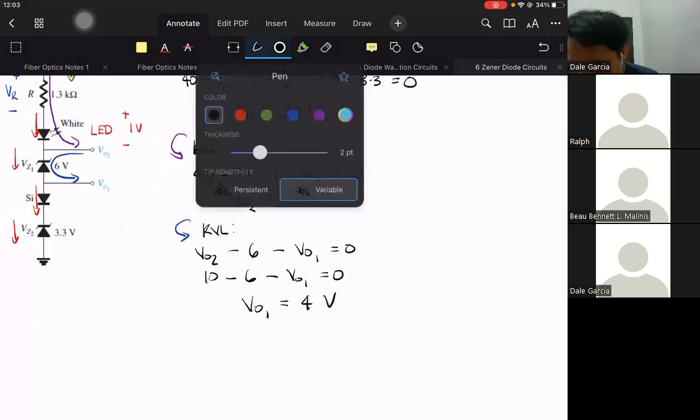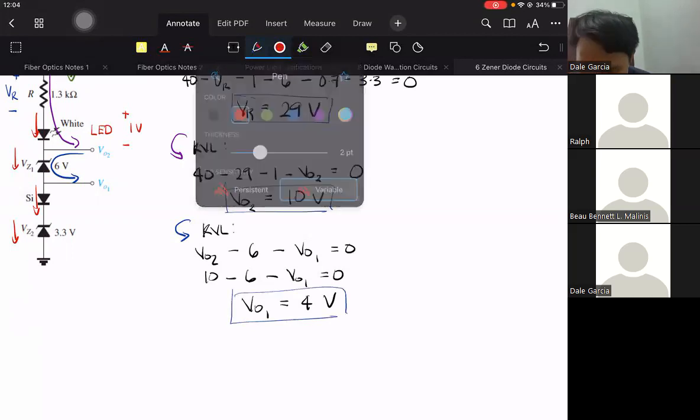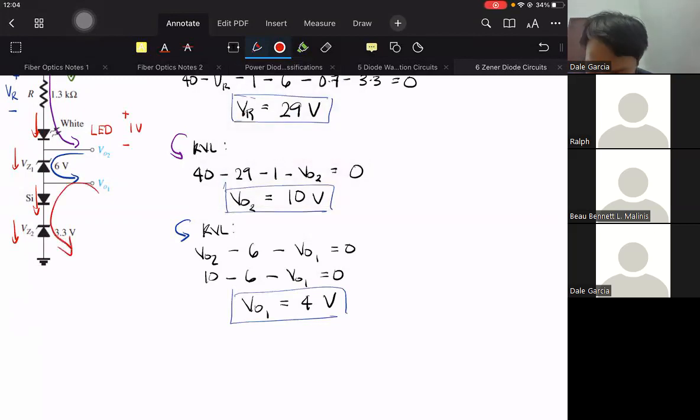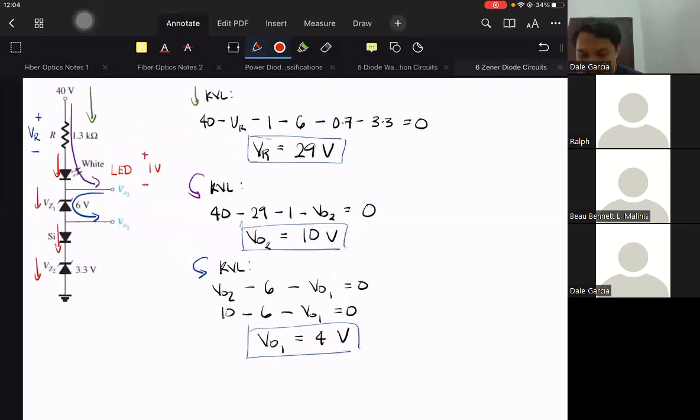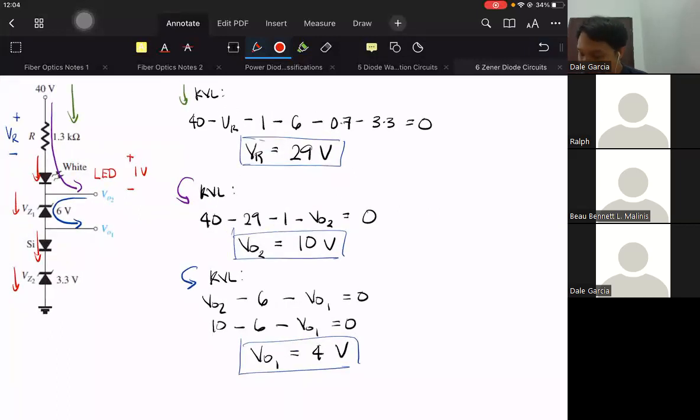These are our final answers. Even if you do KVL here, 4 volts can be obtained. So VO1 minus 0.7 minus 3.3. Okay. Is this clear? Any questions?